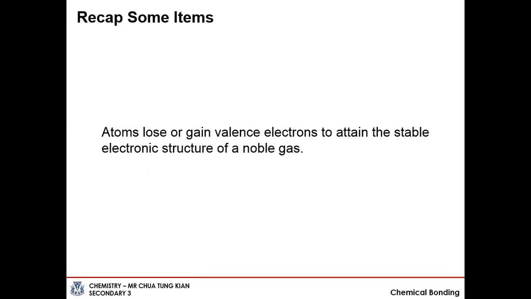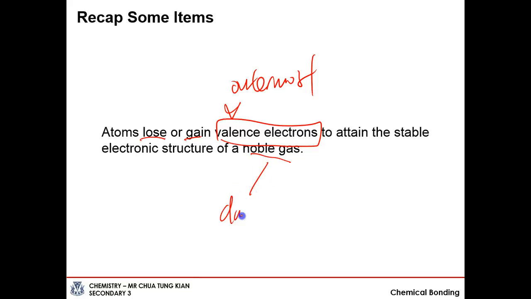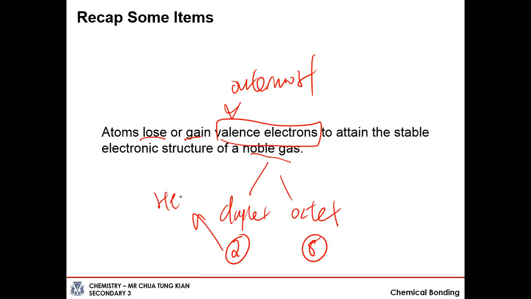So first of all, we must know that atoms always try to lose or gain valence electrons. Take note, they only lose the outermost electrons, to attain the stable noble gas configuration. And this noble gas configuration can be a duplet configuration or can be an octet configuration. Duplet means 2 in the outermost shell, octet means 8 in the outermost shell. For example, this is helium, 2 in the outermost shell.